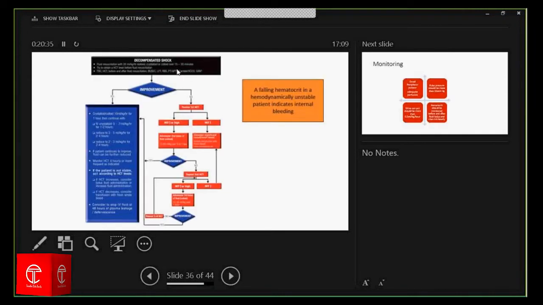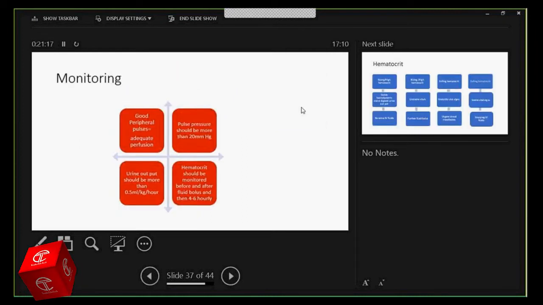This is again taken from the WHO algorithm. This is for decompensated shock, where the blood pressure is falling down, where you will be giving plenty of fluid boluses. The main thing is that sometimes a patient is hemodynamically unstable, but the hematocrit is falling down. So think about whether the patient is having internal bleeding. A falling hematocrit in a stable patient is different from a falling hematocrit in an unstable patient. So if you are suspecting internal bleeding, look at the hematocrit as well as vital signs.